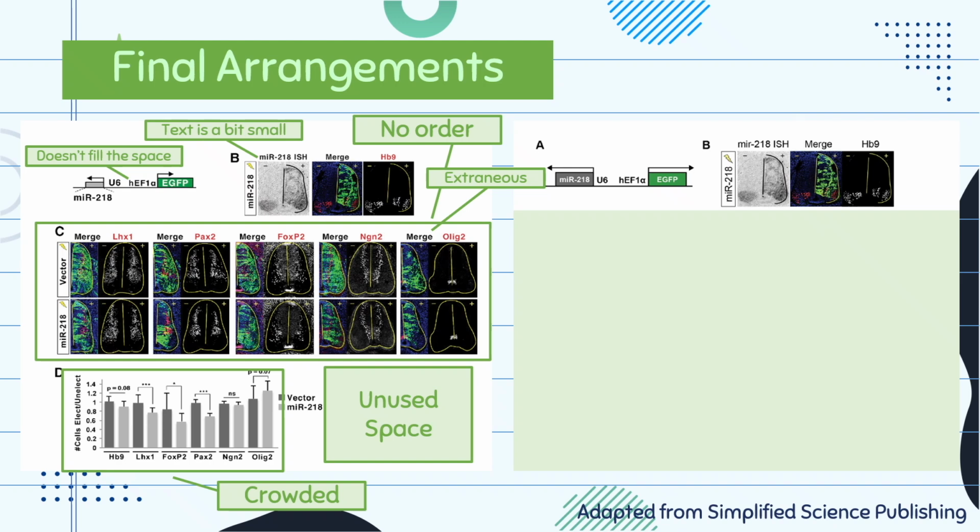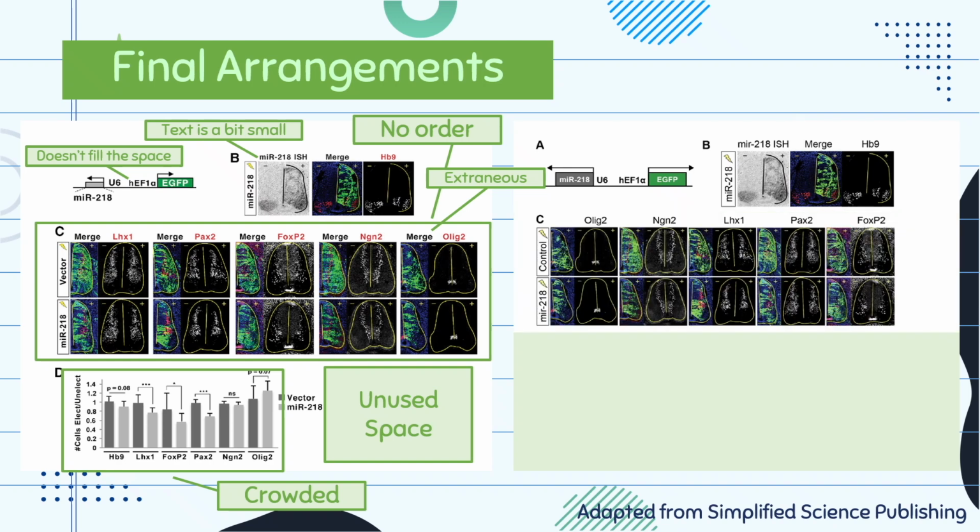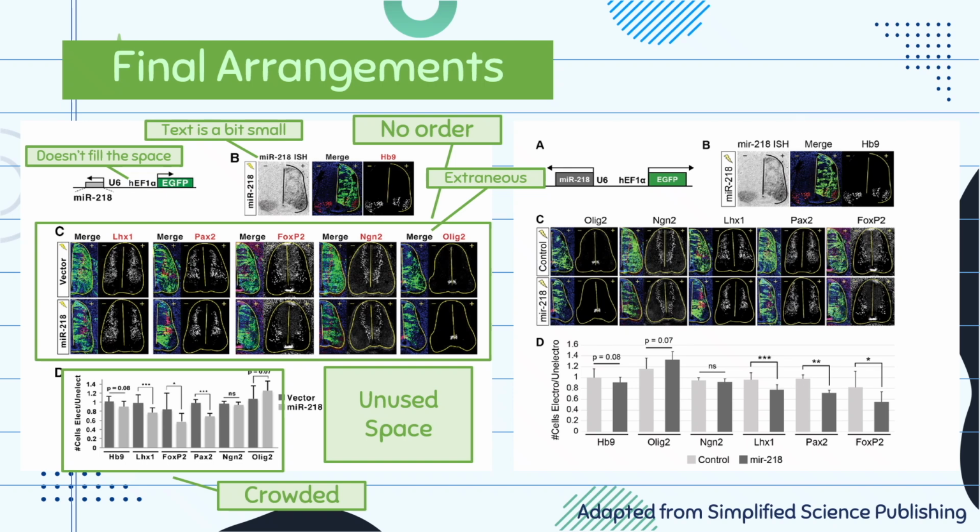Here in panel C, you can see now how going from OLIG2 to FOXP2, we see an increase in signal, and we see that in order. So comparing the control and the miRNA across these various stains is a little bit more aesthetically pleasing. And finally, in panel D, we did go ahead and stretch out that plot, which made the plot less crowded and took up that unused space.